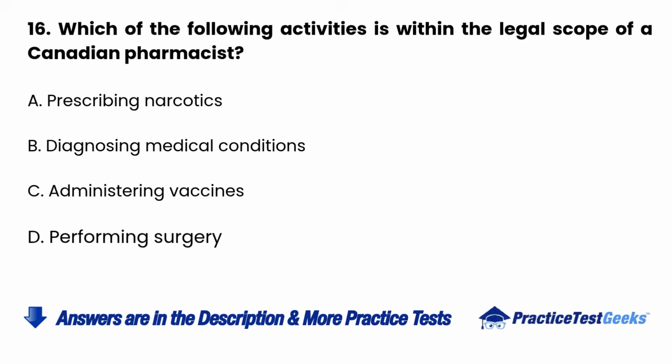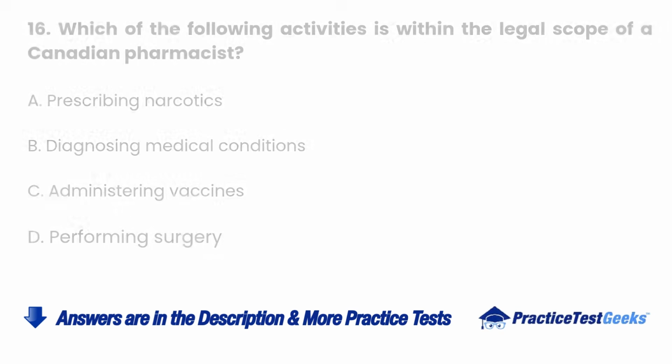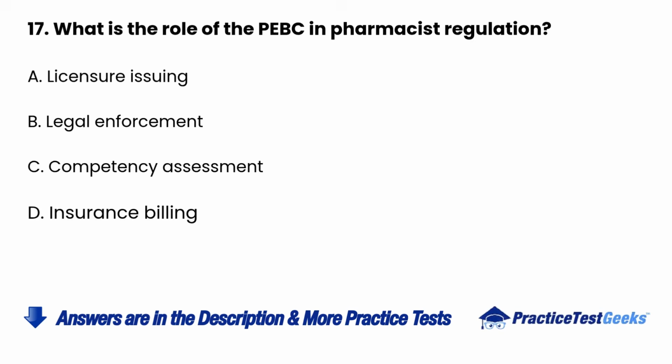16. Which of the following activities is within the legal scope of a Canadian pharmacist? A. Prescribing narcotics. B. Diagnosing medical conditions. C. Administering vaccines. D. Performing surgery. 17. What is the role of the PEBC in pharmacist regulation? A. Licensure issuing. B. Legal enforcement. C. Competency assessment. D. Insurance billing.